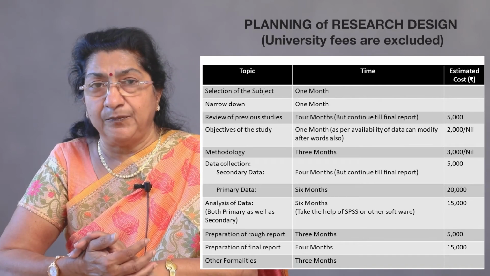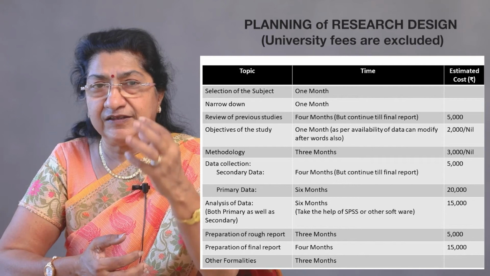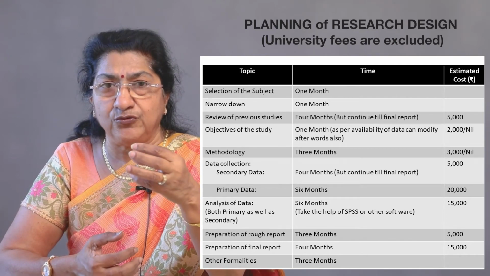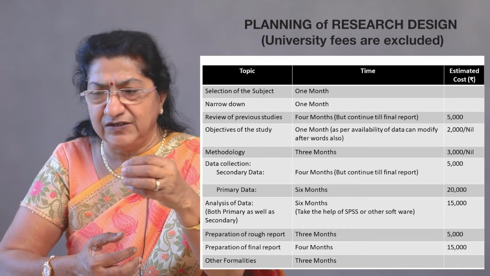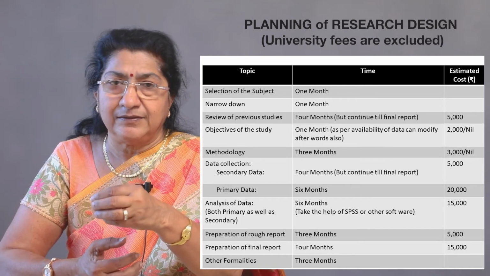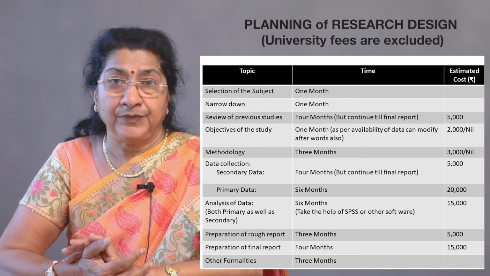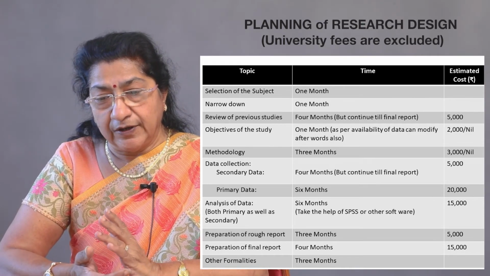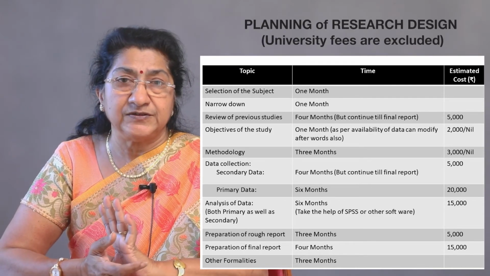And for final reports, if suppose it is a PhD thesis, then you have to prepare 4 or 5 copies, with binding charges and other charges. So it may cost you 15,000 or more than that. And for the other formalities, it will take a minimum of 3 months.